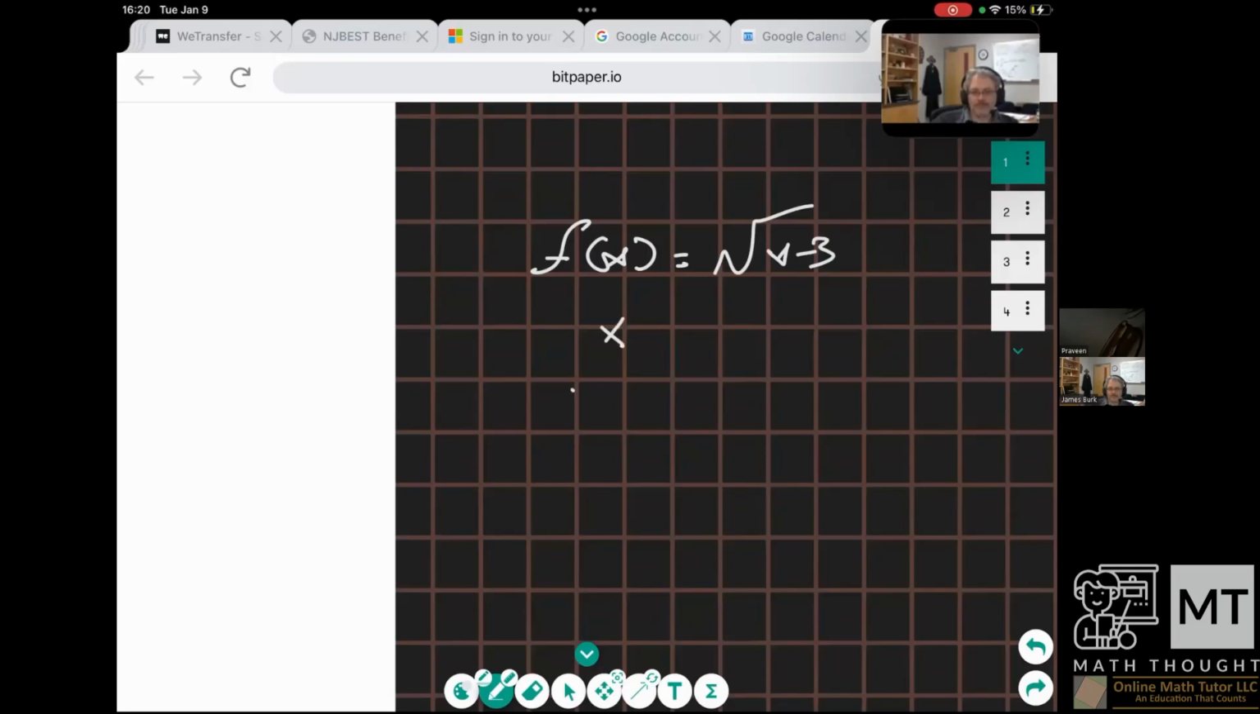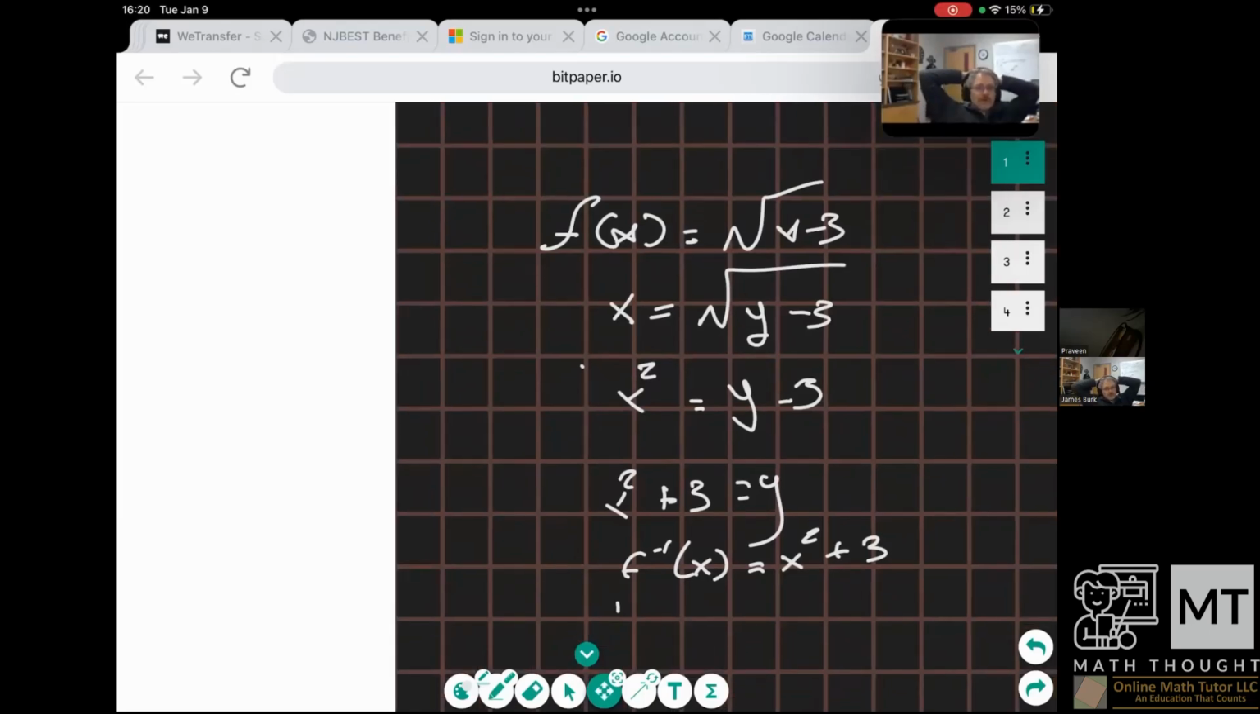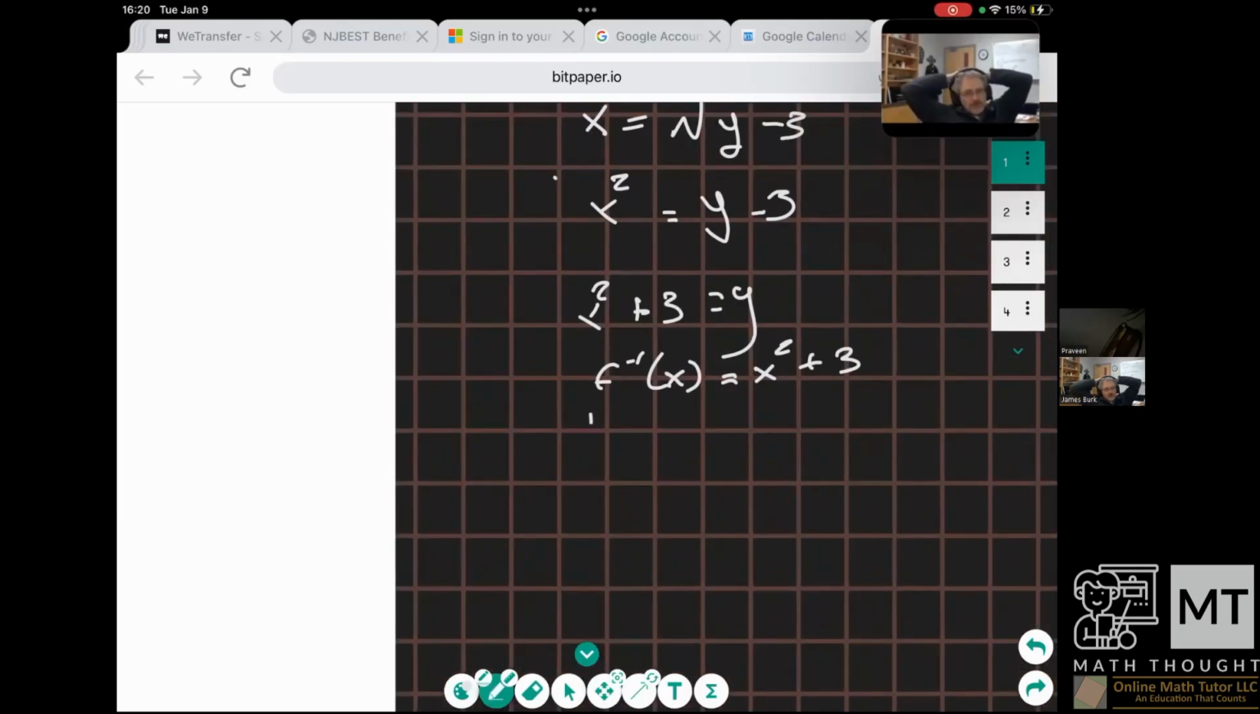So I would do x equals the root of y minus 3, right? Then square both sides. So the inverse of x equals x squared plus 3. Kind of. But then I need restrictions on the domain. Yeah, that's what I was going to say.